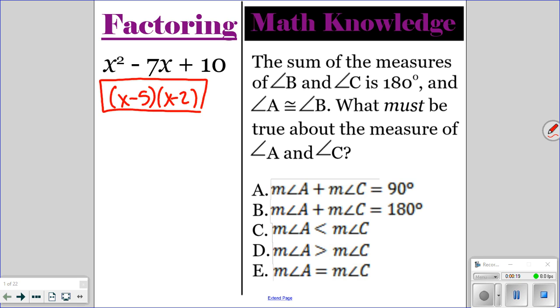For the math knowledge question, it tells us that b plus c is 180 degrees and a equals angle b. Well, that means that we can plug in a into angle b, and so angle a plus angle c has to equal 180 degrees, which is b. So that would be your answer there.